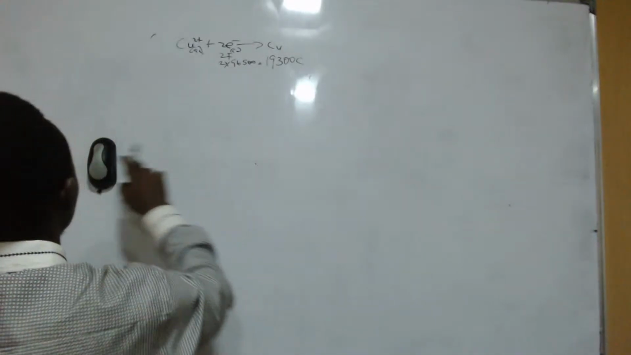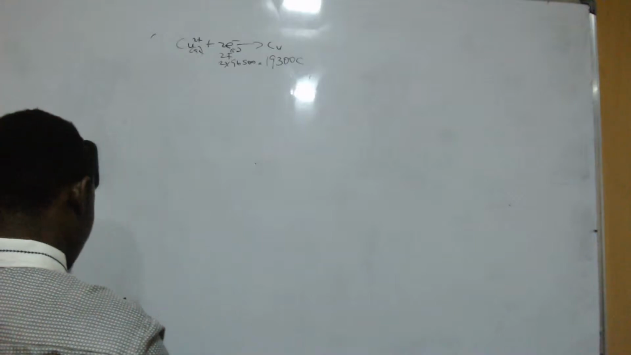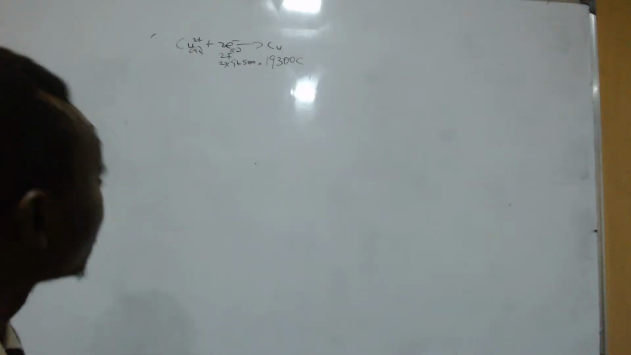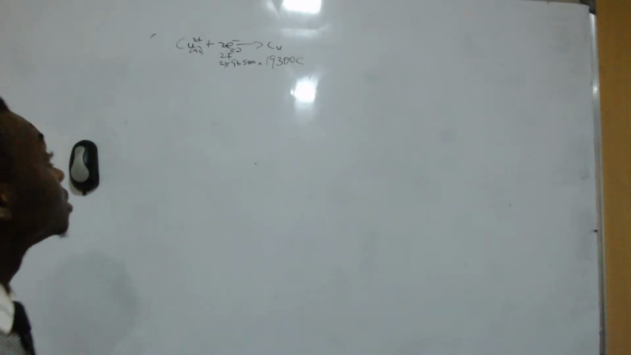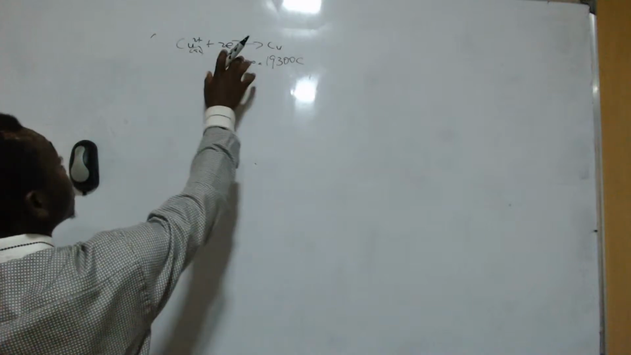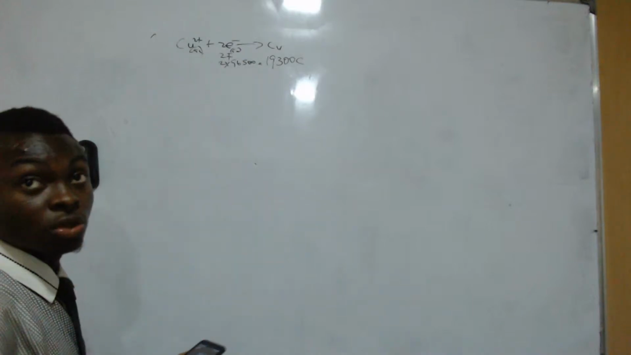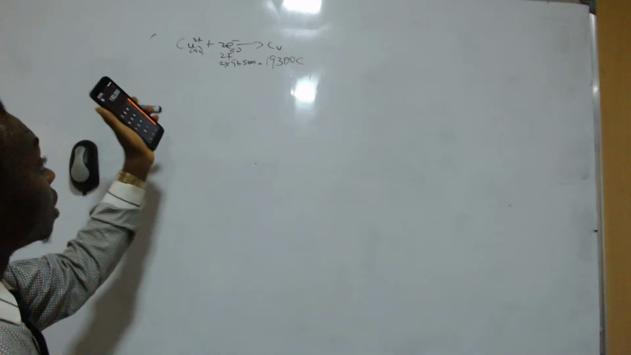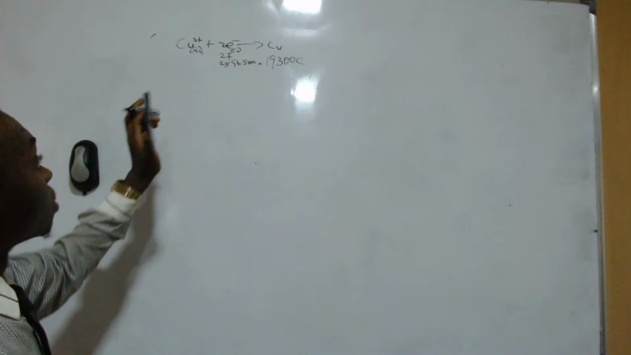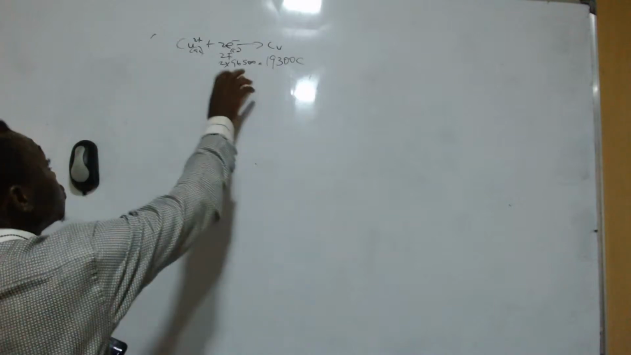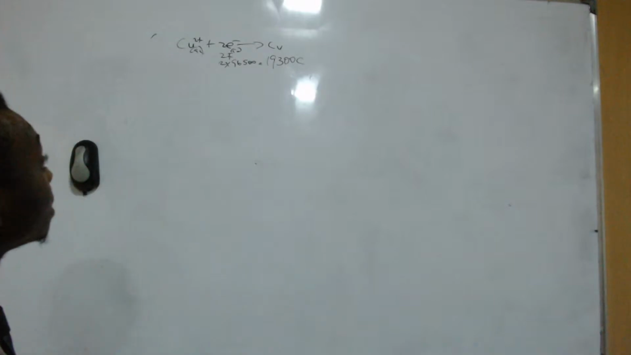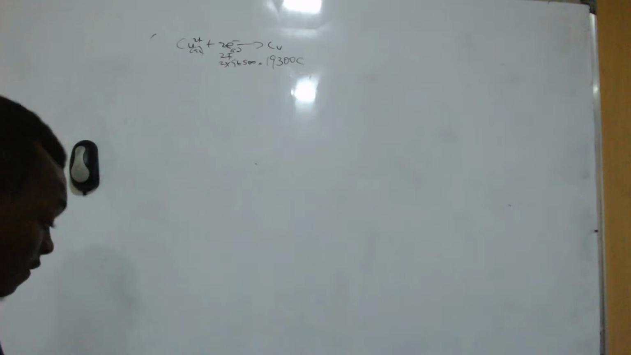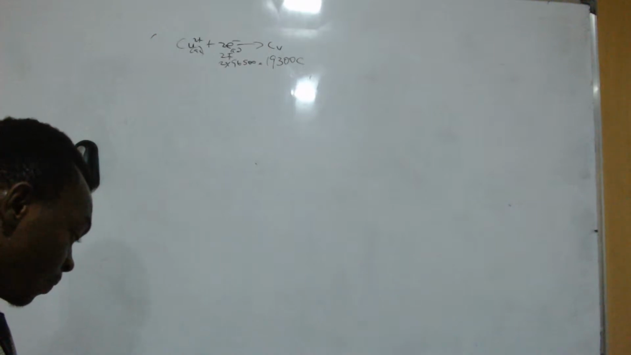Remember that once you're dealing with this, you just look at what you're being given. You form the equation with your given Cu2+, so there will be 2 electrons giving you copper. Because of the 2 electrons, you deal with 2F, which is 2 times 96500.